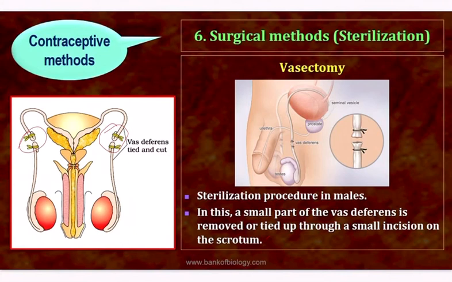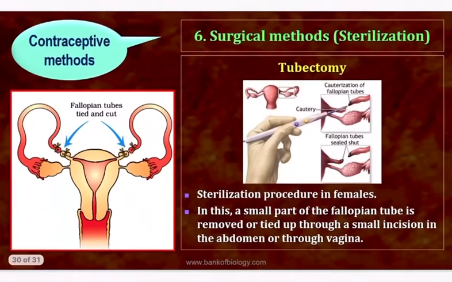And so in vasectomy, as I said, a sterilization procedure in males, a small part of the vas deferens is removed or tied up through a small incision on the scrotum. You can see here there is a small cut incision on this line, and this is near the scrotum. You can see here there is placement here.